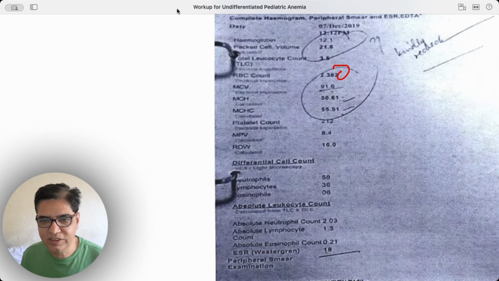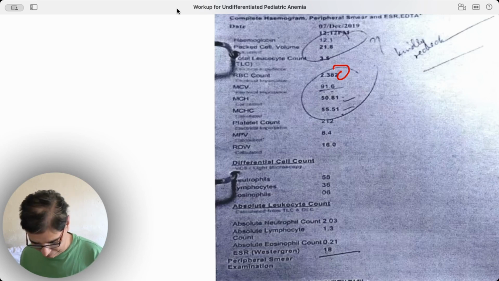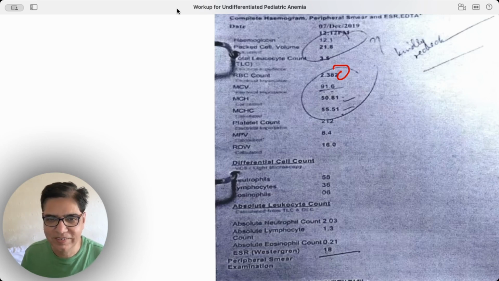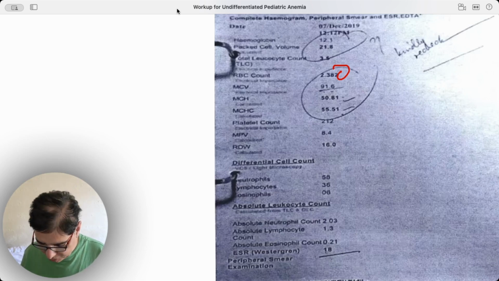Again, look at the MCH and MCHC. Very high. It's very, very high. And the doctor wrote kindly recheck, and again the blood was tested, and it came out with almost the same values.